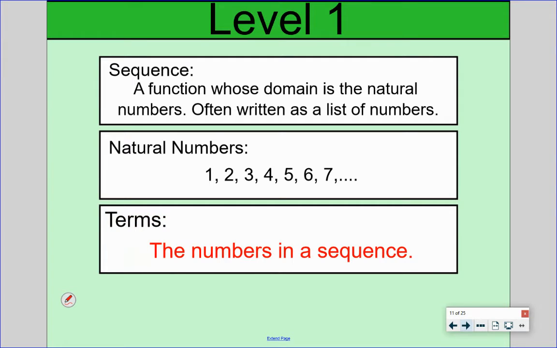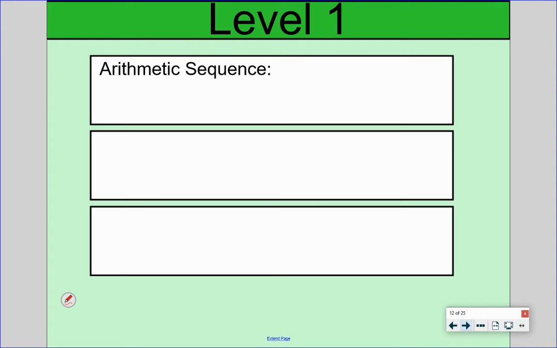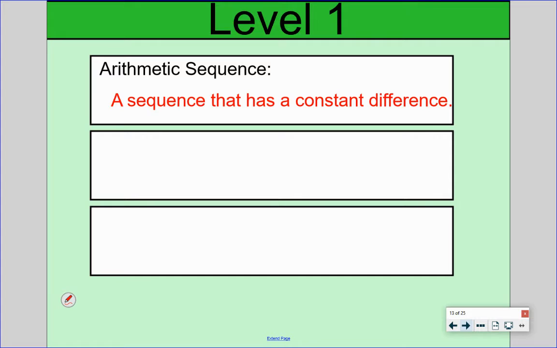All right, terms. When we're talking about sequences, the terms are the numbers in a sequence. Okay, the sequence is usually a list of numbers, and we're going to call those numbers the terms of our sequence. Today, we're going to be talking about arithmetic sequence. And that is a sequence that has a constant difference.